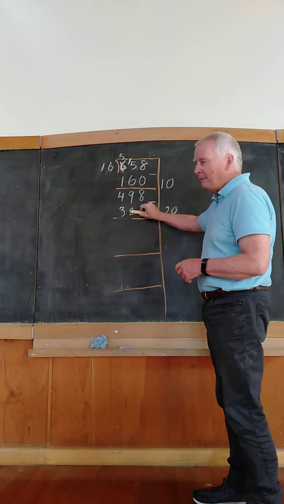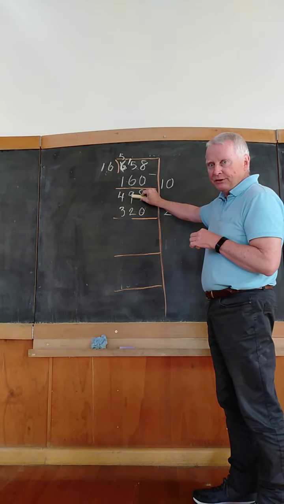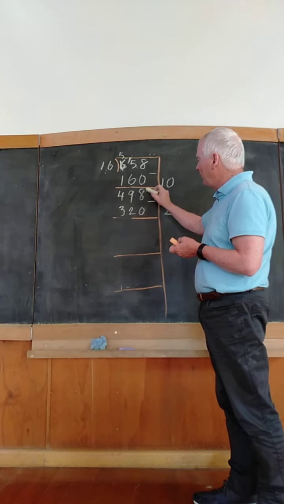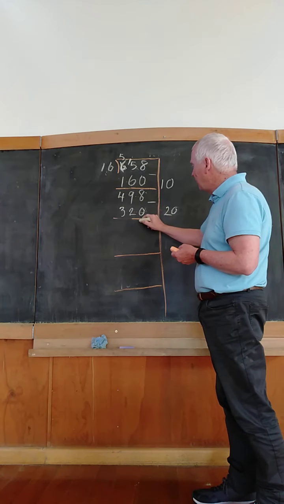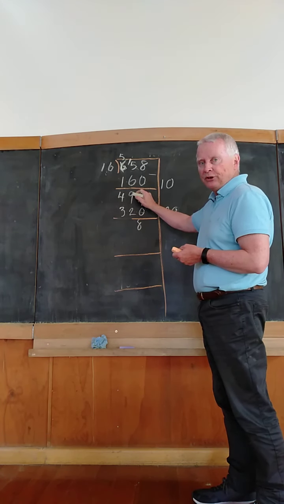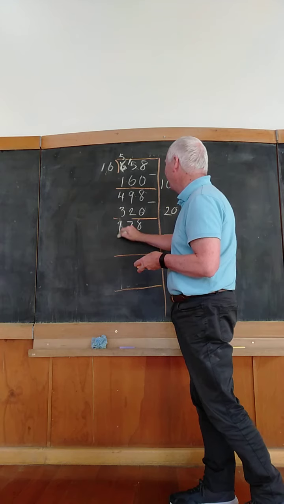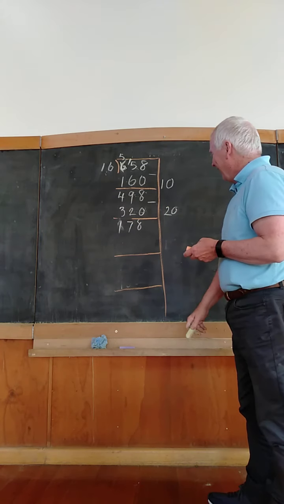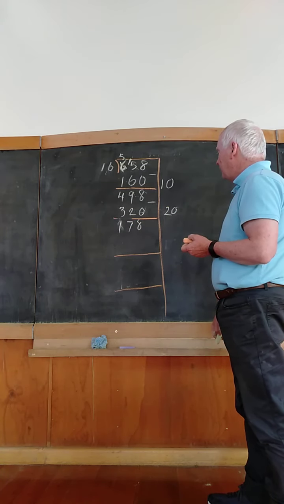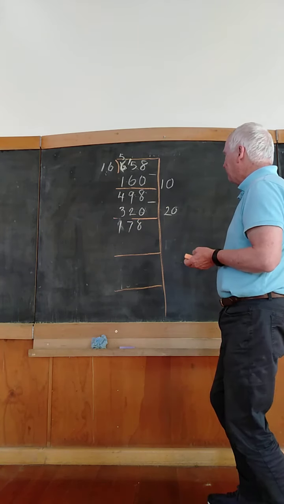Now, this number must always be smaller than this number, so I'm going to subtract this number. So 8 subtract 0, that's 8. 9 subtract 2, that's 7. 4 subtract 3 is 1. Okay, so now I've got 178. Well, I think I'll go back to 10.